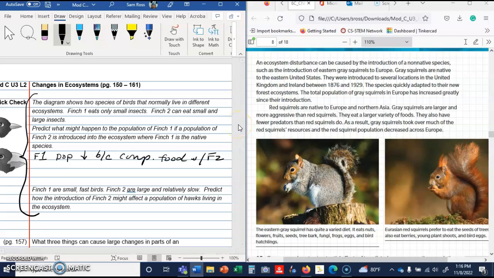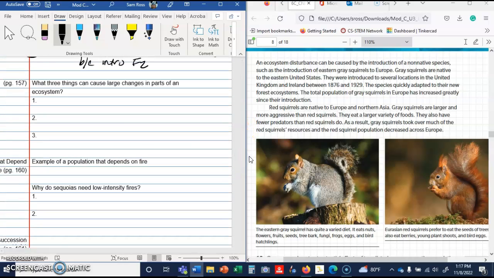And then the second part of this is Finch 1 are small, fast birds. Finch 2 are large and relatively slow. Predict how the introduction of Finch 2 might affect a population of hawks living in the ecosystem. Hawks might increase because they would have more food because of the introduction of Finch 2. Hawks eat finches, by the way. So they would have more food to eat because of the introduction of Finch 2.